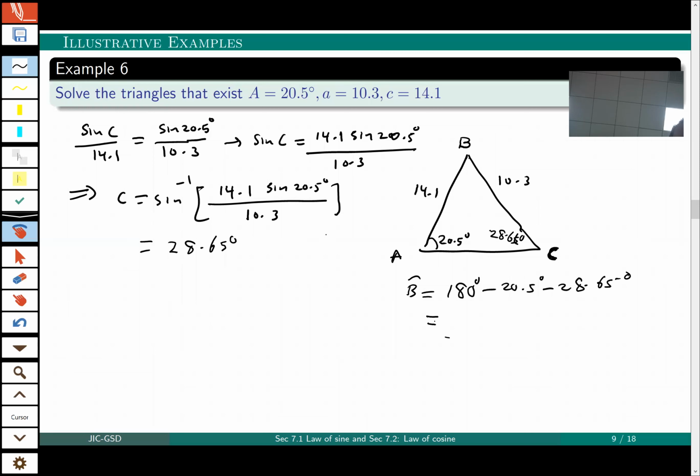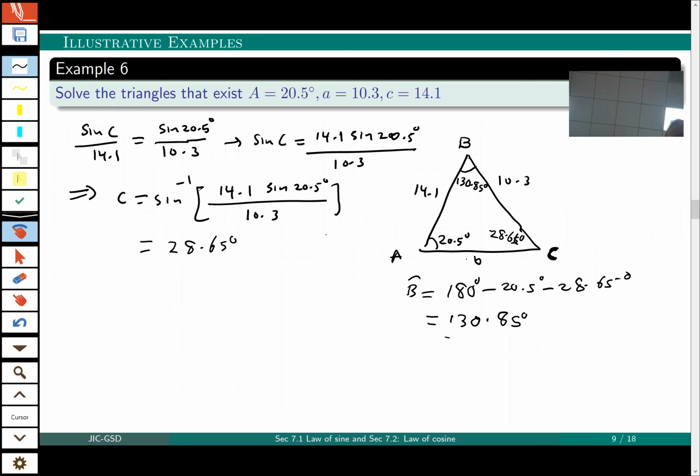So that will equal 130.85 degrees. So we know now what B is. It's 130.85 degrees. So I know the angles now, and I know two sides. So I need to find what's B.